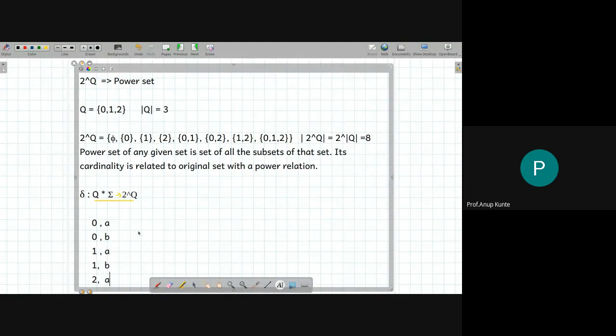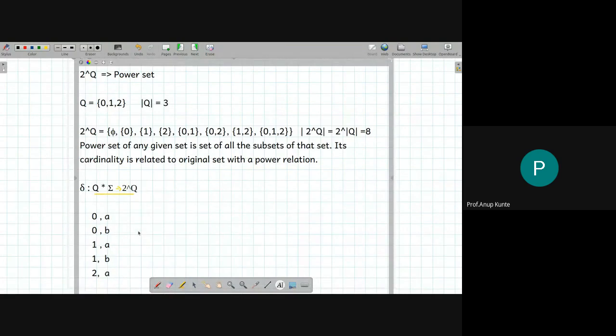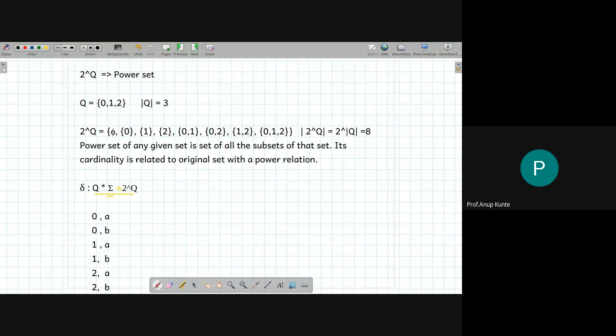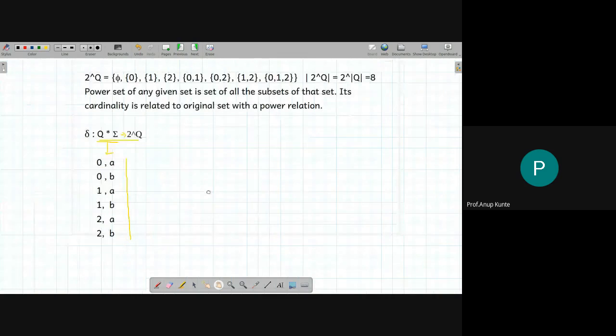This is how I can produce this cross product. 2 with A and then 2 with B. I hope you understand what I'm trying to represent. I'm trying to represent the cross product, which is part of left hand side in this particular mapping. ये वाला left hand side जो है is this cross product. Okay. On the right hand side I have 2 raised to Q, which is {}, {0}, {1}, {2}, {0, 1}, {0, 2}, {1, 2}, and {0, 1, 2}. How many are there? They are 8, and these are how many? 6. Okay, so I'll be writing those as well on this side.